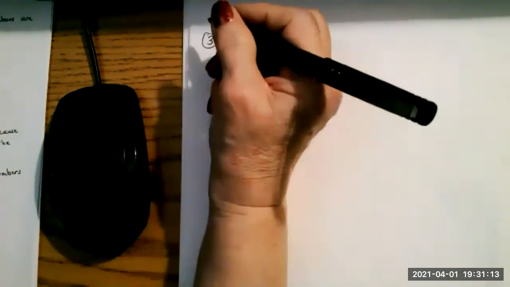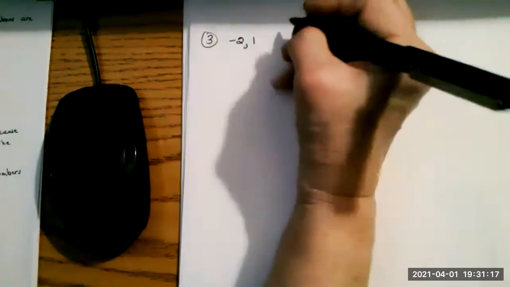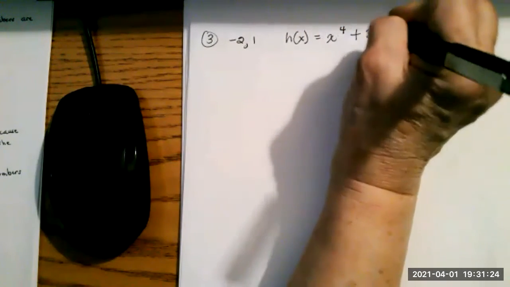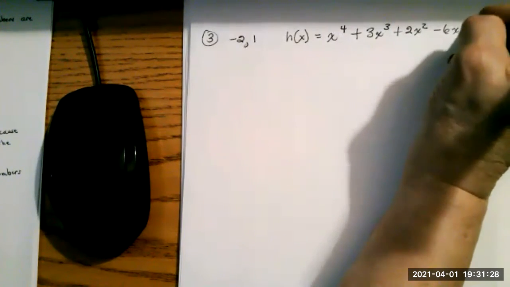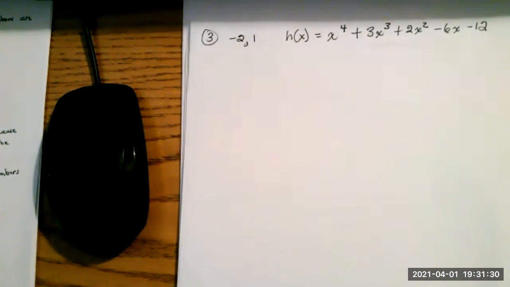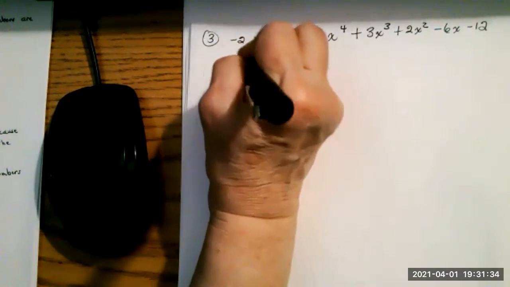All right. Let's look at the next one and see what new trick they're going to do for us. You have a -2 and a 1 on the outside here, and they give you h of x equals x to the 4th plus 3x cubed plus 2x squared minus 6x minus 12. And again, they want to know whether there are zeros.